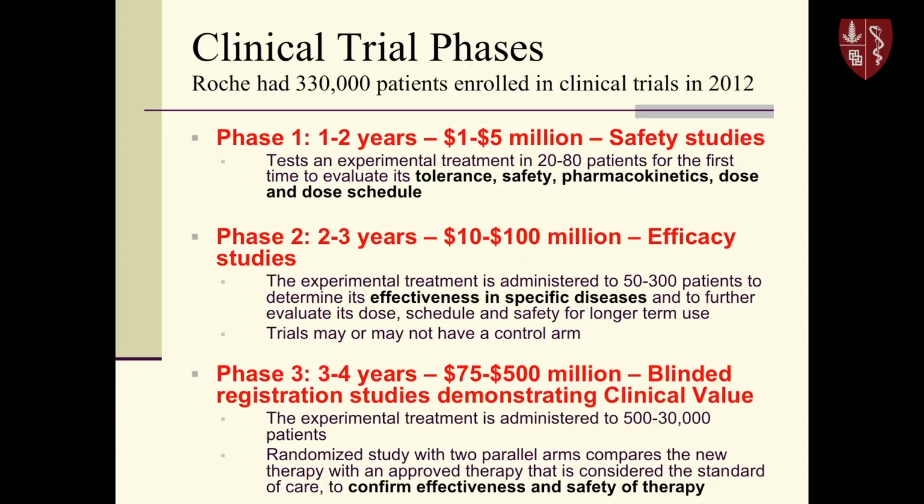We talked a lot about phase 1 yesterday. We'll talk a little bit about it tomorrow, a little bit on the next slide. These are the general cost considerations, and you're pretty much looking at tolerance and PK and dose schedule. Phase 2, much more expensive. It's all about seeing if you can get a hint of efficacy.